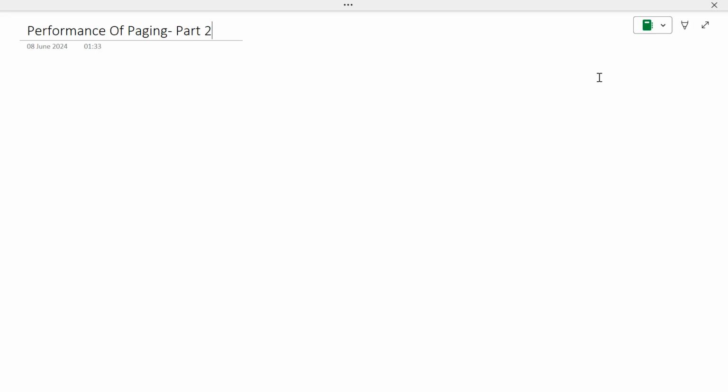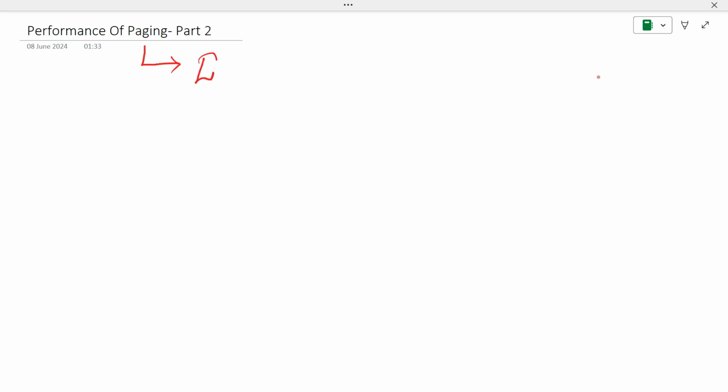Hi all, welcome back. In the last lecture, we learned about the performance of paging. We'll continue this performance of paging part in this lecture by solving certain questions on it.